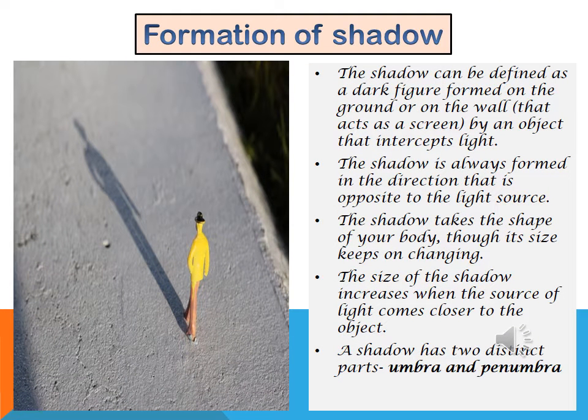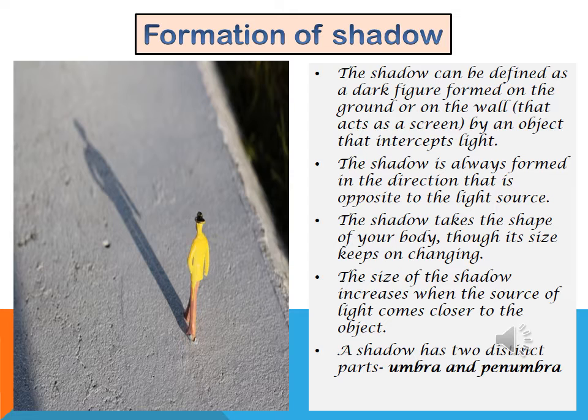Shadow is our constant companion whenever any light falls on us. The shadow disappears only when there is no light. The shadow can be described as a dark figure formed on the ground or on the wall that acts as a screen by an object that intercepts light. The shadow is always formed in the direction that is opposite to the light source.